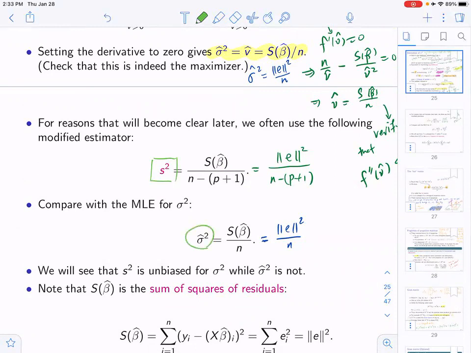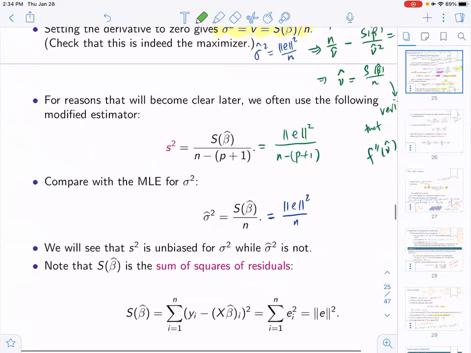The difference is going to be small when n is large. So when n is much larger than p, this is going to be approximately n. For a small n relative to p, there would be a difference. The reason why we do this is that this S squared is going to be an unbiased estimator of sigma squared. We'll see that later. Sigma hat itself is not unbiased.